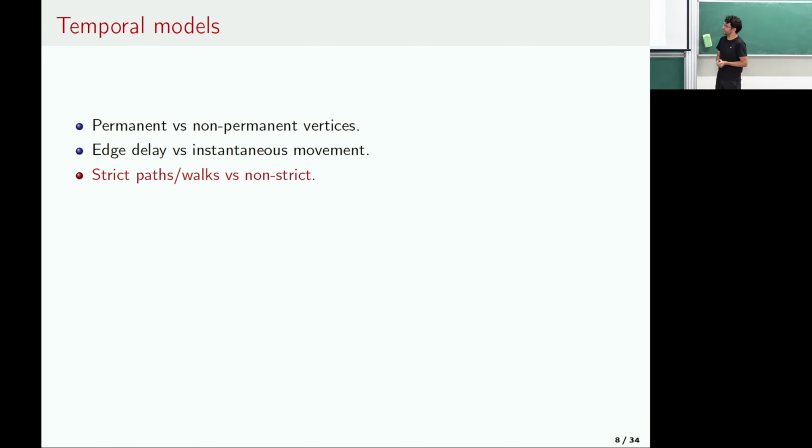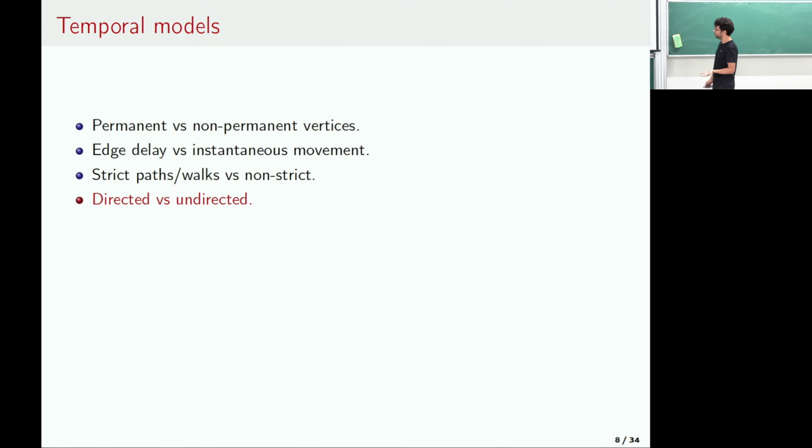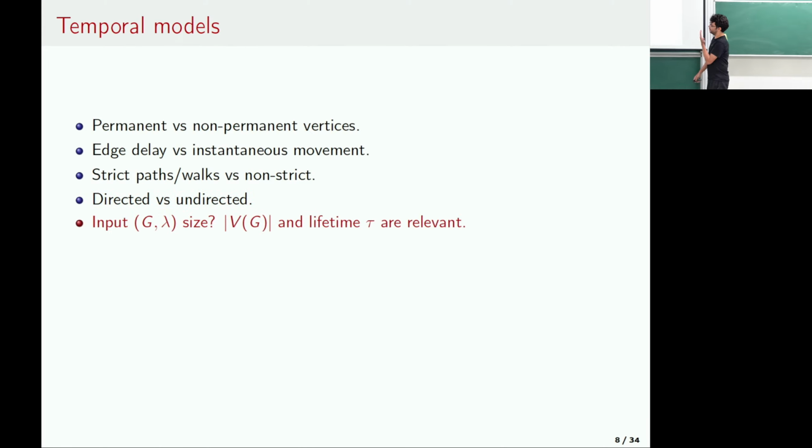Also, I can define whether I accept non-strict walks or not, which means whether I can use two edges at the same time or not. And of course, I can consider whether my temporal edges are directed or undirected. Okay. And also I think it's important to notice that if I have as input a temporal graph G with an assignment of times lambda, what is the size of the input? The size of the input is going to be based on the number of vertices of my base graph and the lifetime. They are both relevant.